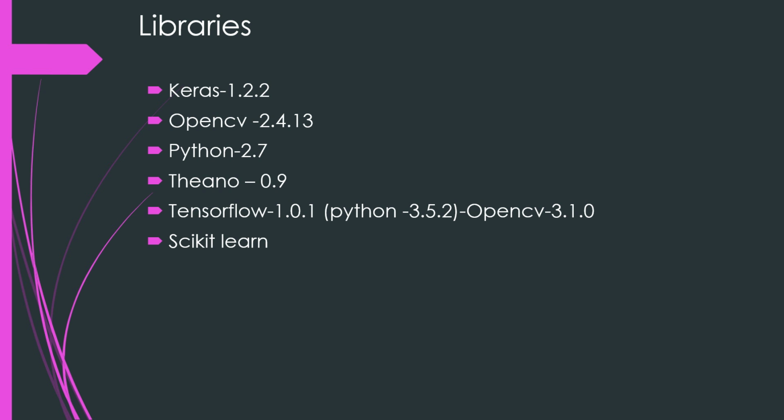The libraries which I'm using for this is Keras 1.2.2, but there are not many differences. You can use Keras 2, there are minute changes that you have to make. Then for the Python 2.7 environment, I'm using OpenCV 2.4.13 and Theano 0.9. For TensorFlow, if you're using Windows, you know that the requirement is Python 3.5.2. For that, I have OpenCV 3.1.0, and I'm using scikit-learn. These are all in your Anaconda environment. You can watch my earlier videos on installing different libraries, Keras, Theano, TensorFlow, in the Anaconda environment. That's already on my channel.